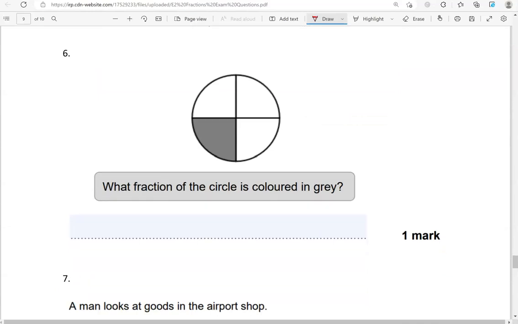What fraction of the circle is coloured in grey? So that is 1 part out of the 4. So a quarter is coloured in grey.